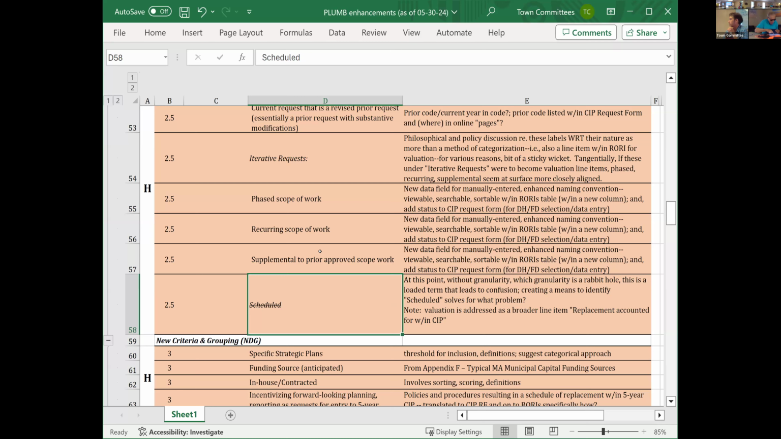I'd like to knock out the first three if we can, given Peter's going to be heading out of here and the schedule continues to the next meeting.